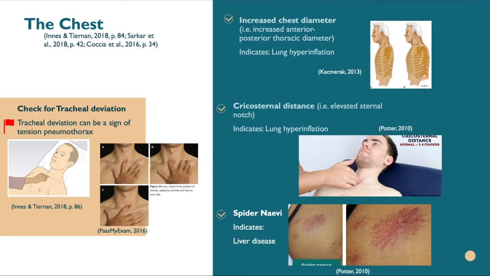Moving to the chest, start by palpating the trachea. You're checking to see if the trachea is central within the suprasternal notch. A deviated trachea can indicate a tension pneumothorax and is therefore a red flag. Observe for scars, increased chest diameter, elevated sternal notch, and spider naevi.